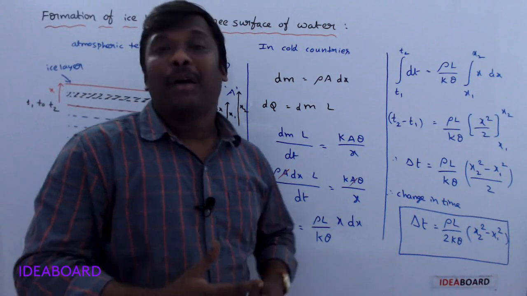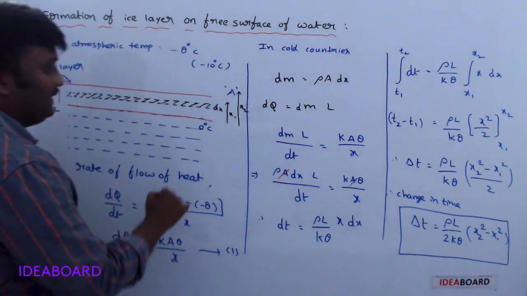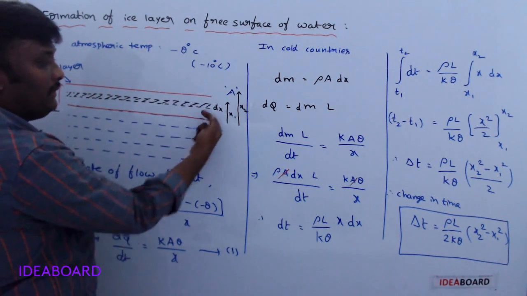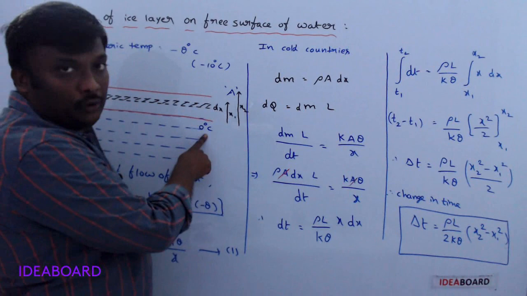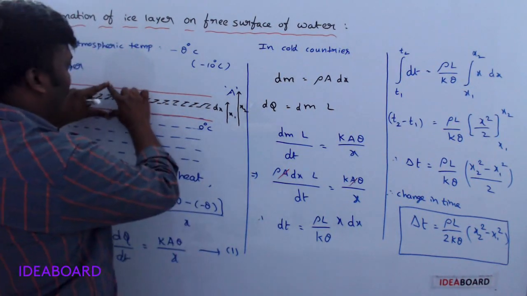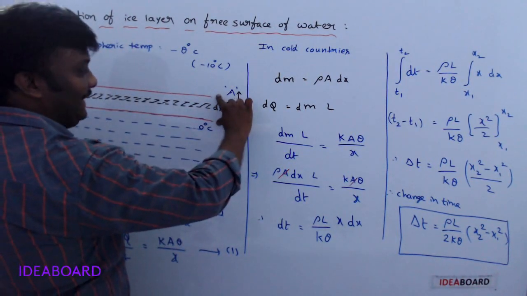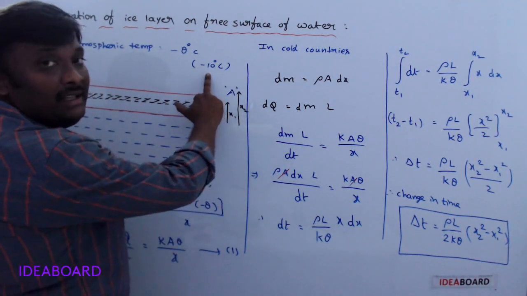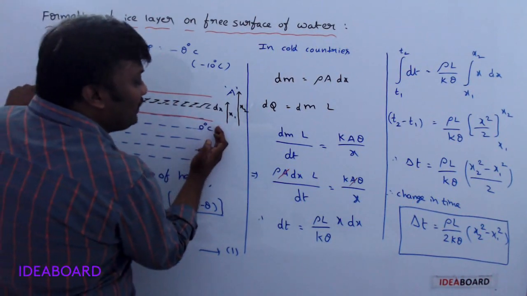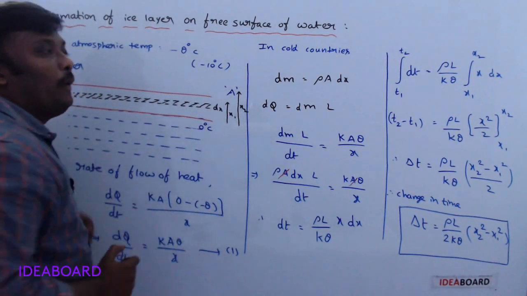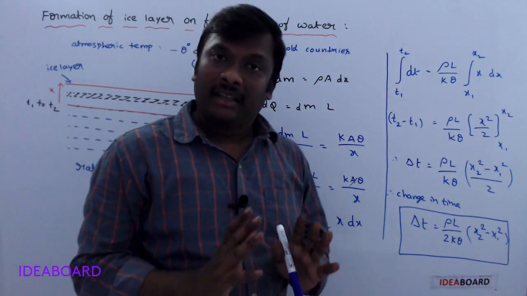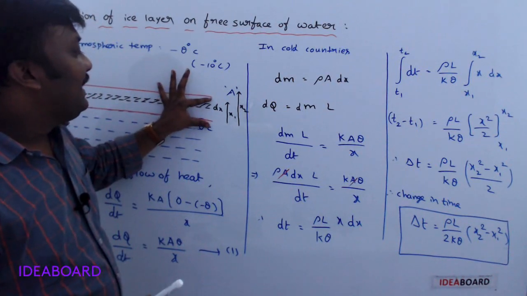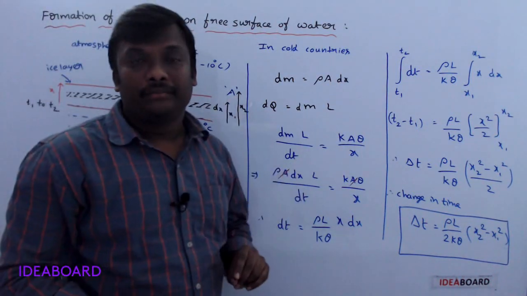Okay, as time passes, what happens? See, outside this ice layer, temperature is minus theta. Below the ice layer, temperature is 0. Okay, so if you take this as one material, here the temperature is more compared with this one. That's why heat always flows from the higher temperature region to the lower temperature region. Clear? That's why ice layer thickness increases with time.